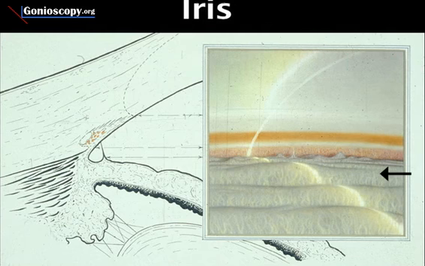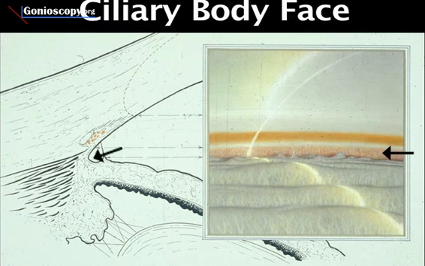We'll start with the iris. I think it's easiest to start with the iris and work one's way around over the iridocorneal angle and up to the cornea. One can see the furrows very clearly from this view as opposed to the slit lamp view.